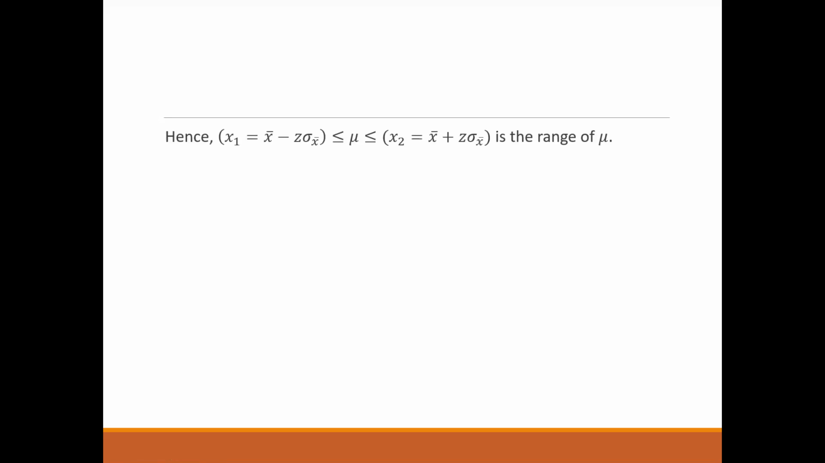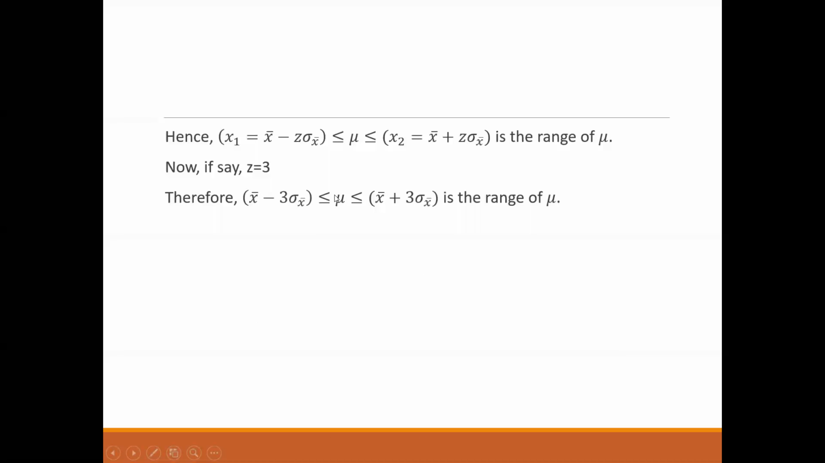So x1, where x1 is nothing but x bar minus z sigma x bar, is less than or equal to mu, which is again less than or equal to x2, which is nothing but x bar plus z sigma x bar. Now if I say the value of z is equal to 3, then the whole function can change like this. We can write x bar minus 3 sigma x bar less than or equal to mu less than or equal to x bar plus 3 sigma x bar. So this is my whole range.